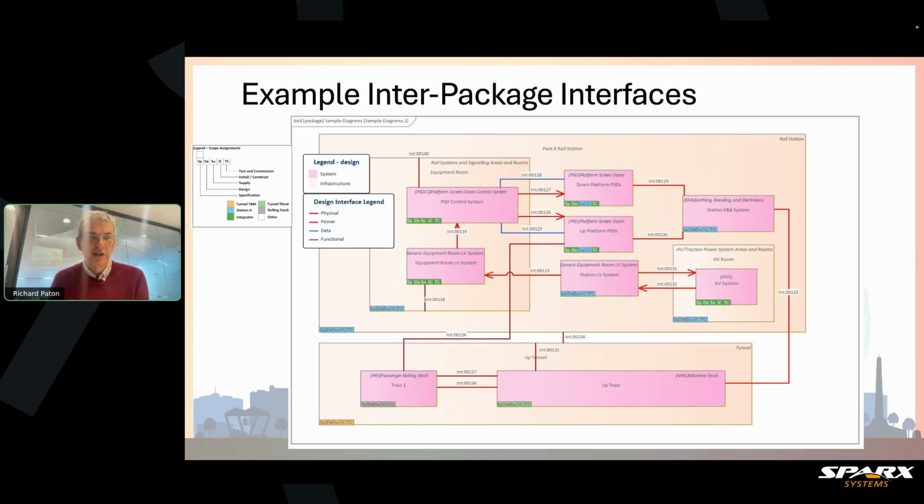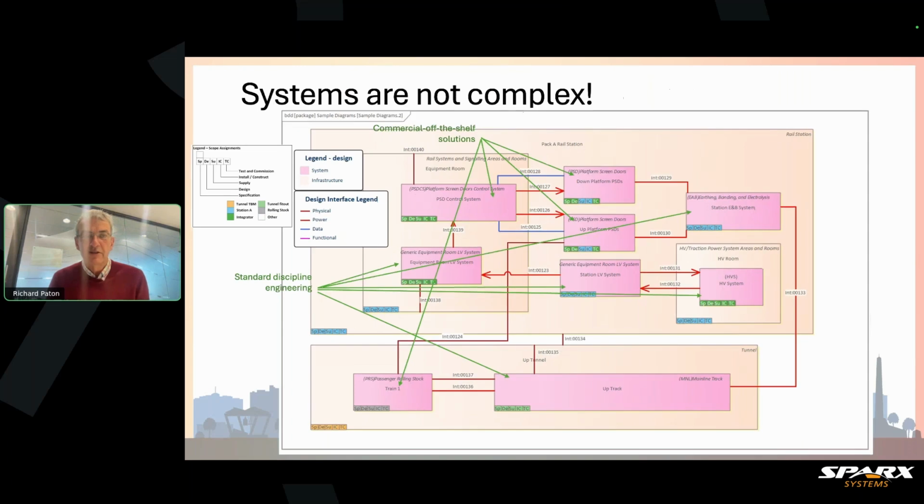Now, there's an important point I want to make about infrastructure projects. Our systems are not complex. So if you have a look on this diagram here, there's a whole load of items here, which are commercial off-the-shelf things. So all of these things here, the train, platform screen door control system, platform screen doors, they're all standard off-the-shelf things that you can go to, admittedly a specialist supplier, and they will provide those things. They have the solution. You buy them, you put them in.